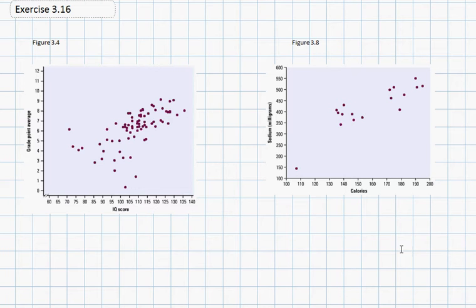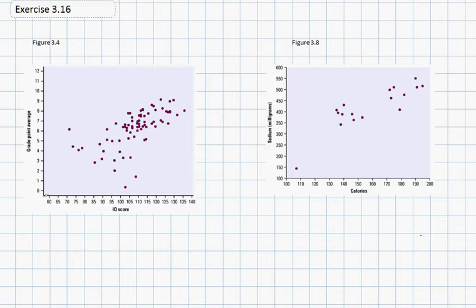This is exercise 316. For this, they give you two different figures, and I'm going to do A, B, and C all together, and so they might be a little scattered. Okay. We're going to start with A.